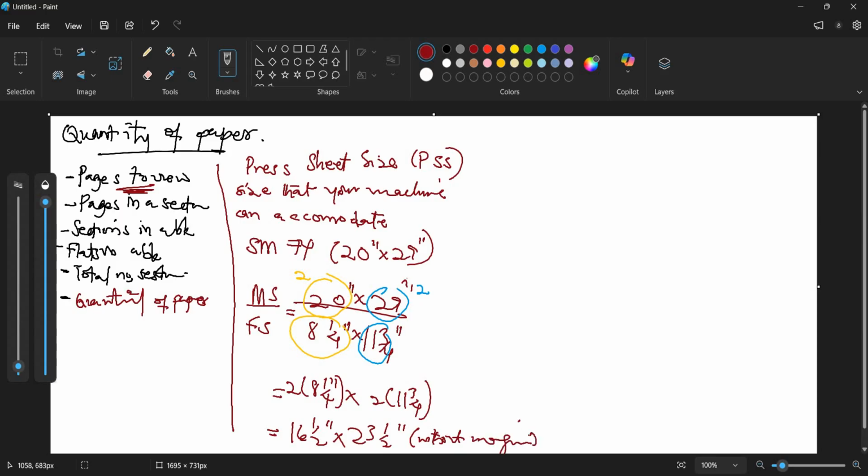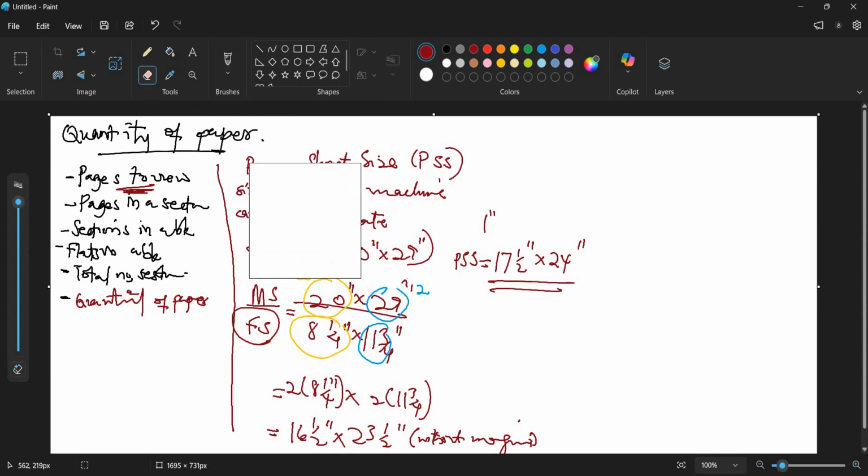So I have to add margins to it so that when I trim this, I get the finished size that I've been asked to print. So I can add 1 inch to the shorter side and then ½ inch to the longer side, and then I'll get my PSS to be 17½ inches by 24. So that will be my PSS. So this is one of the methods that you can use to solve for your PSS.